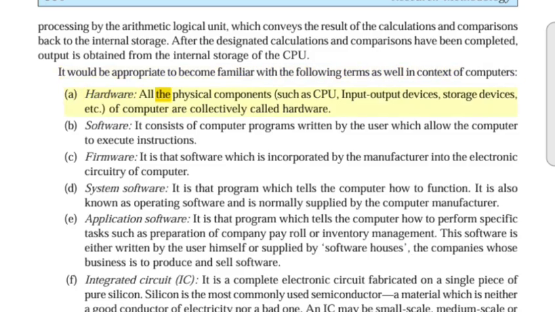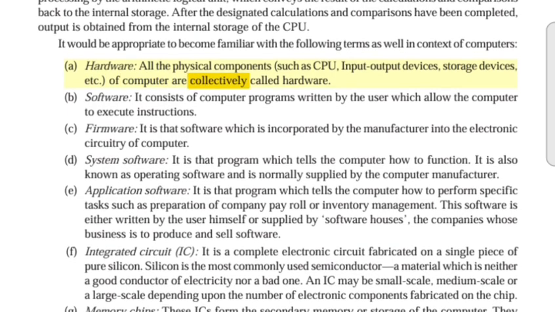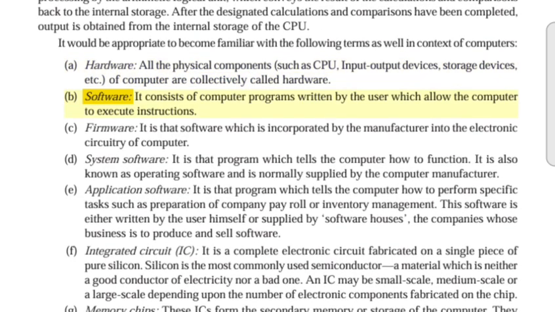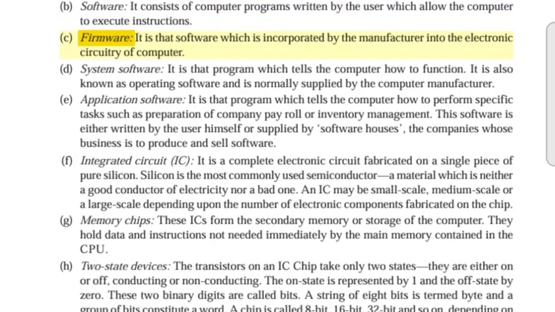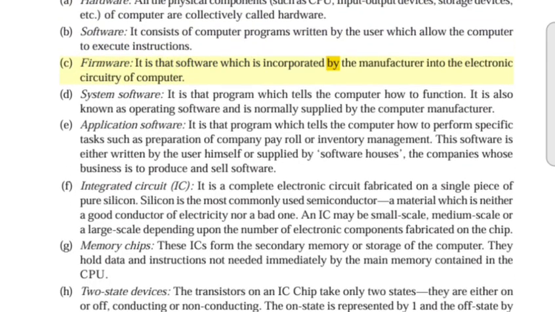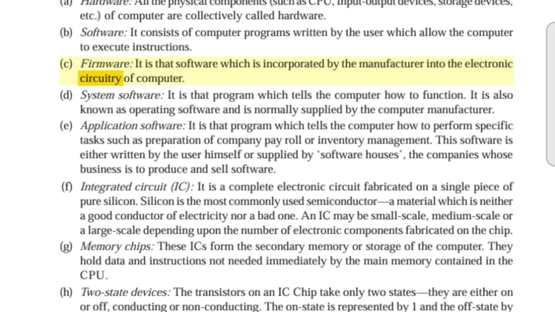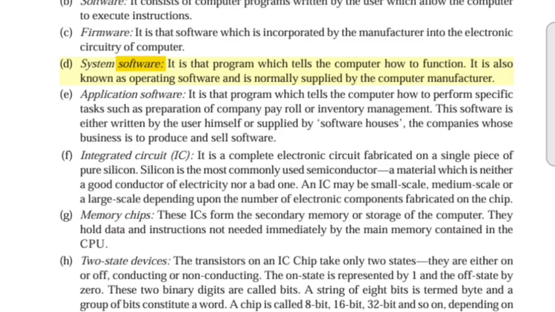A. Hardware. All the physical components such as CPU, input-output devices, storage devices, etc. of computer are collectively called hardware. B. Software. It consists of computer programs written by the user which allow the computer to execute instructions. C. Firmware. It is that software which is incorporated by the manufacturer into the electronic circuitry of computer. D. System software. It is that program which tells the computer how to function. It is also known as operating software and is normally supplied by the computer manufacturer.